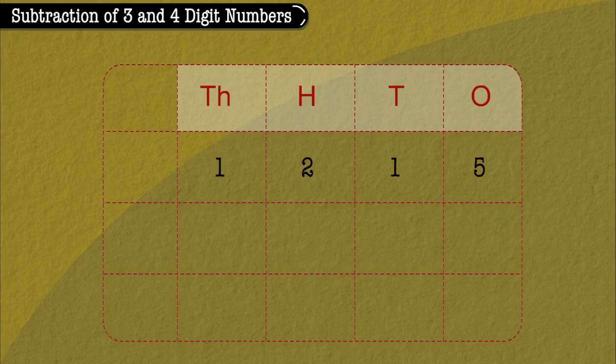Let's subtract this number, 1215, from another number, 4568. On subtracting, we get the difference as 3353. Here, subtraction is done without regrouping.